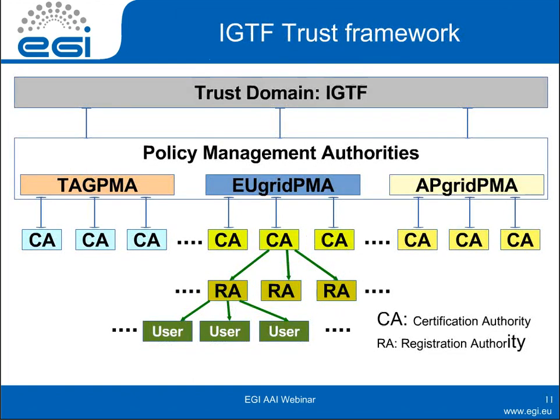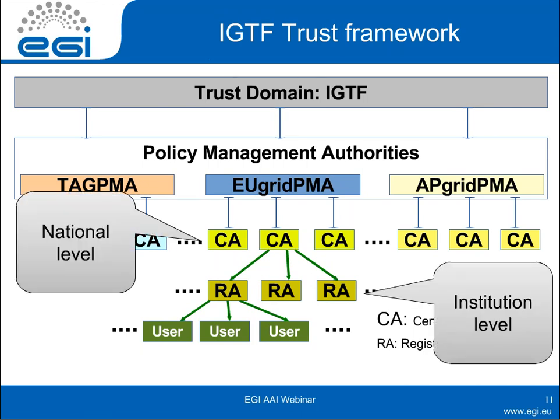So how does the certification authority, registration authority framework work? The IGTF collaboration, International Global Trust Federation, federates three other federations, which are the EUGridPMA for Europe, and there is another one for the US and one for Asia. And these federations actually federate certification authorities who are at national level, which are the CA yellow boxes here. Every certification authority has agreements with registration authorities, many of them have a lot, which is the lower level, the RA, who are distributed at institution level.